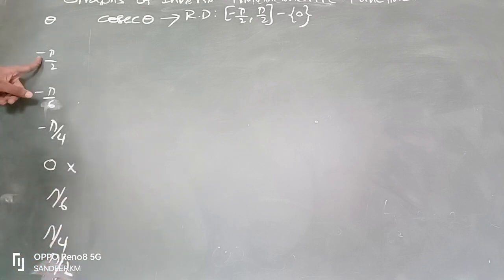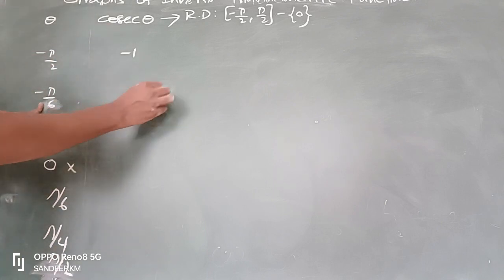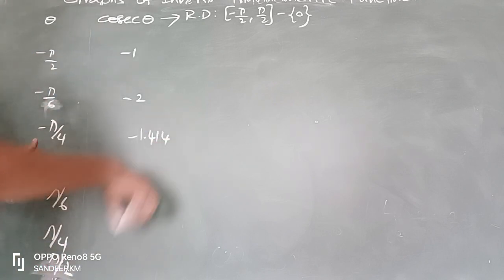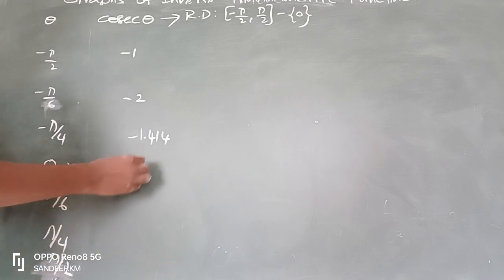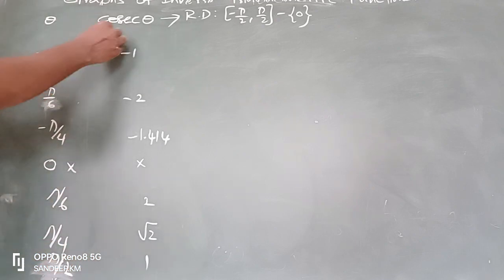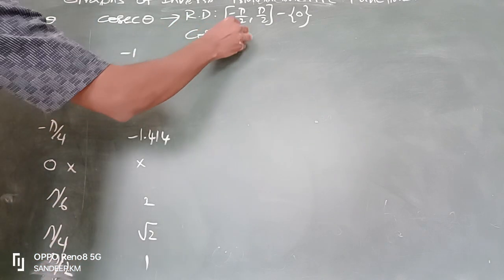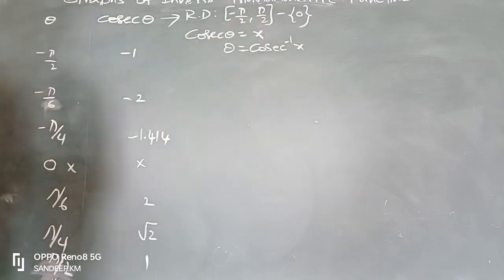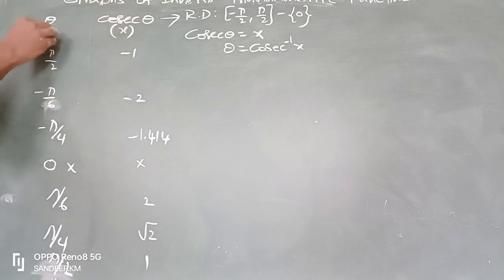So when input is minus pi by 2, cosecant of minus pi by 2 is minus 1. Cosecant of minus 30 degrees is minus 2. Cosecant of minus 45 degrees is minus root 2, that means minus 1.414. Cosecant of 0 is not defined. Cosecant of 30 degrees is 2, cosecant of 45 degrees is root 2, and cosecant of 90 degrees is 1. So if cosec theta is equal to x, then theta is equal to cosecant inverse x.